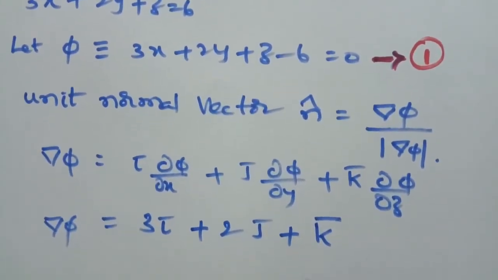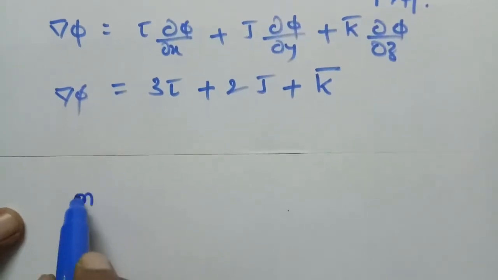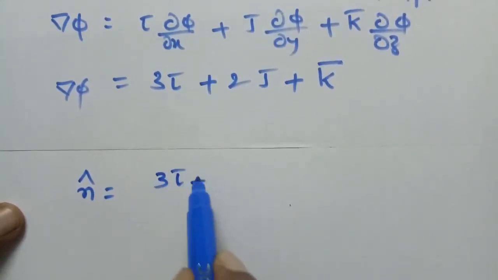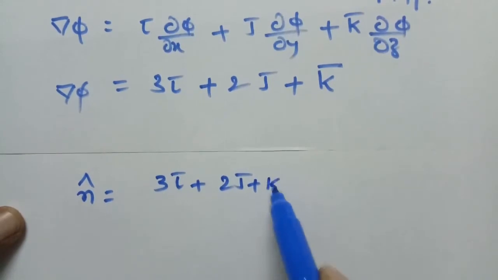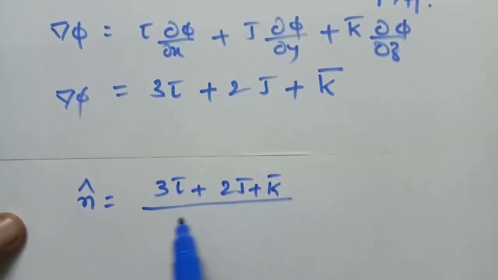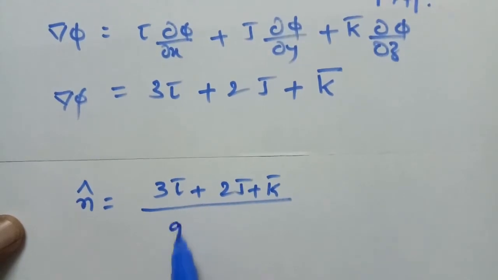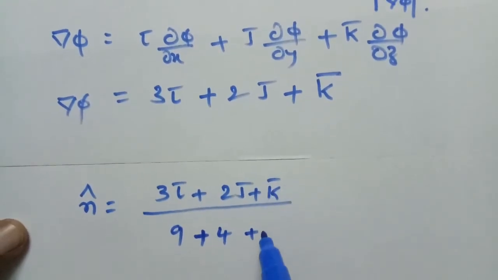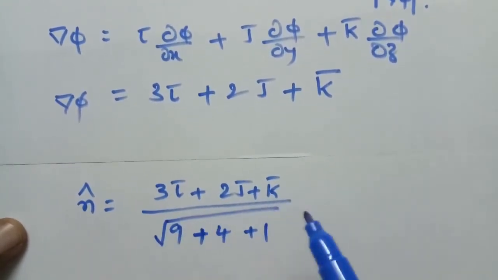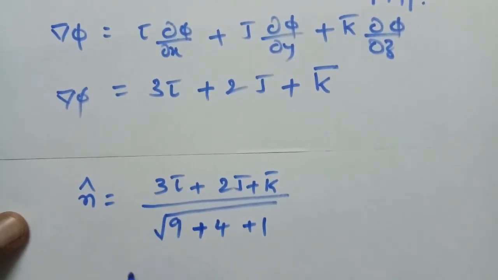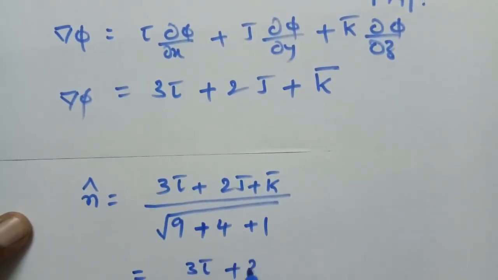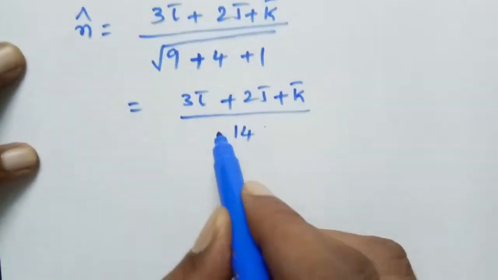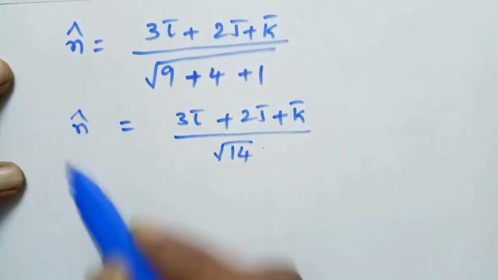Therefore, n cap is equal to del phi by modulus of del phi, that is 3 i bar plus 2 j bar plus k bar by square root of 3 squared 9 plus 2 squared 4 plus 1 squared 1. Therefore, this is equal to 3 i bar plus 2 j bar plus k bar by square root of 14. This is n cap.